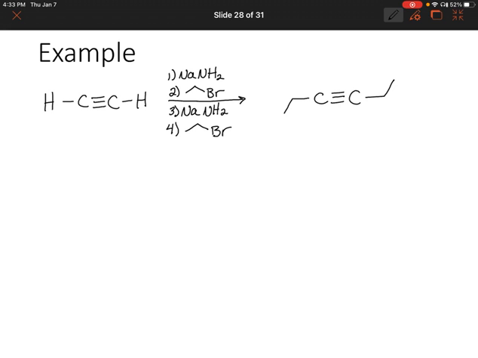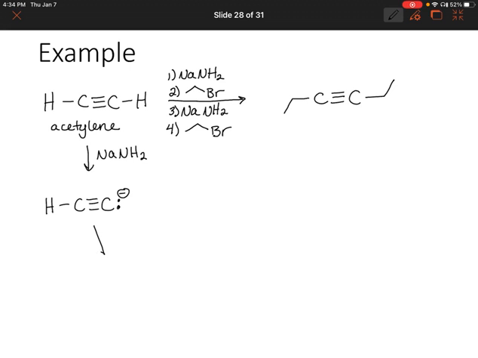Now let's look at this step by step just to make sure we understand what's going on here. So we're starting with acetylene. And in the first step, we add sodium amide. And again, that's going to take one of the hydrogens. So we end up with our ion.